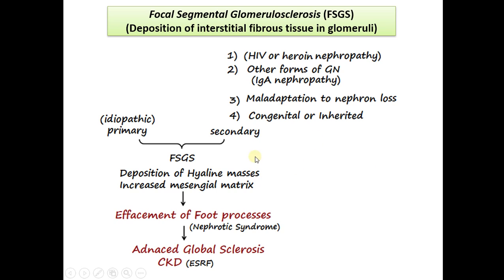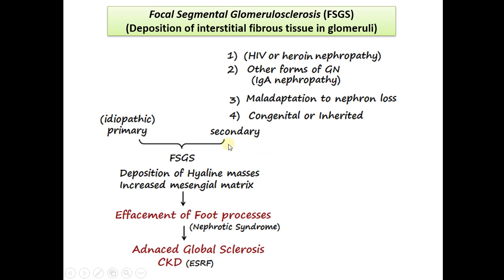Now, mostly the cause of FSGS is idiopathic. There may be some genetic error, but whatsoever, we are unable to identify the cause. And this is the primary FSGS. And it is idiopathic because we don't know the cause.